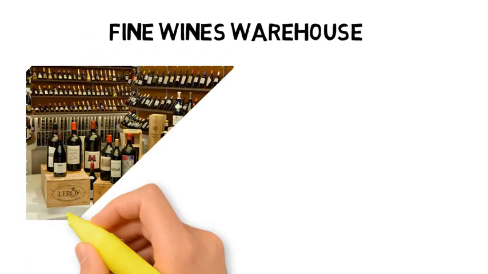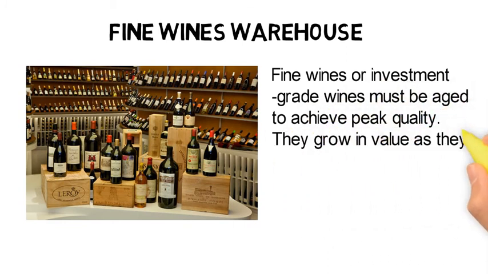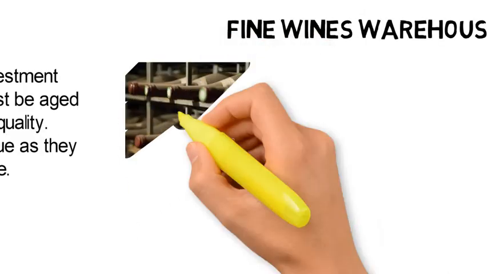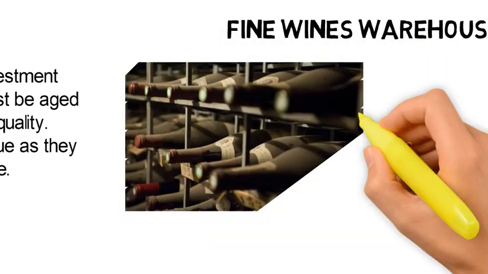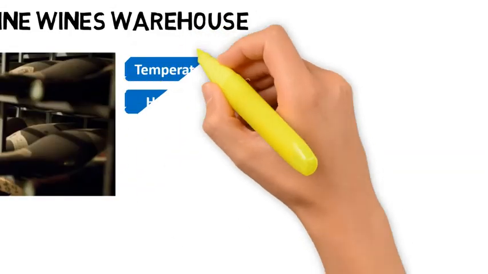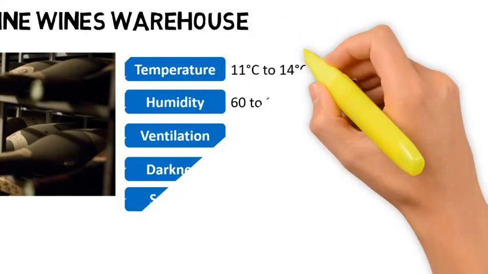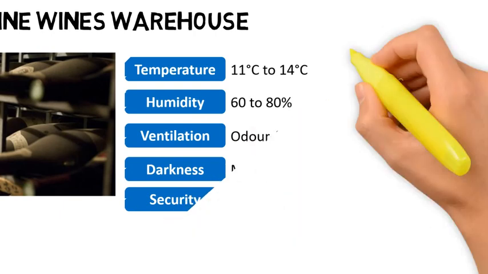Fine wines or investment-grade wines must be aged to achieve peak quality. They appreciate in value as they mature and improve. These wines need to be stored in specially designed warehouses which provide the optimum environment for long-term storage, which protects their quality and hence value. First and most importantly, the warehouse needs to maintain a constant and stable temperature of 11 to 14 degrees. The relative humidity has to be between 60 to 80%.